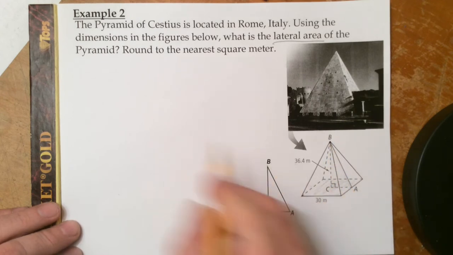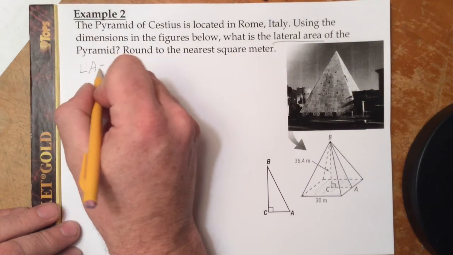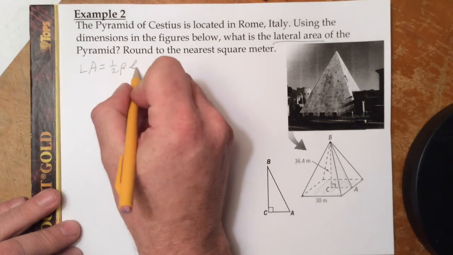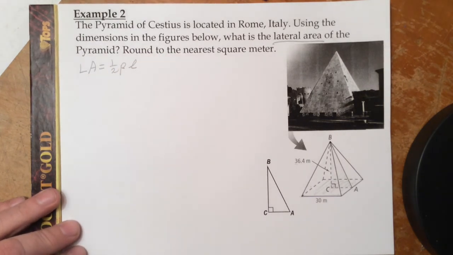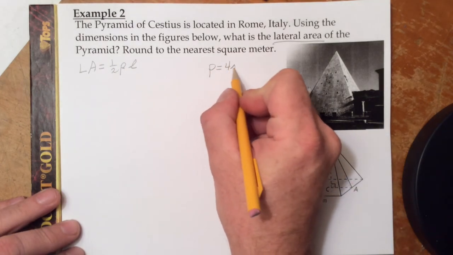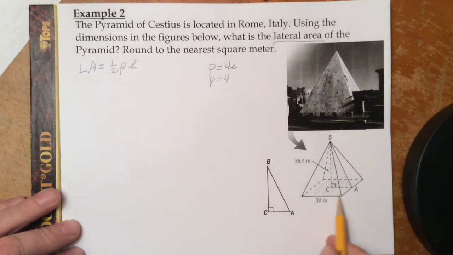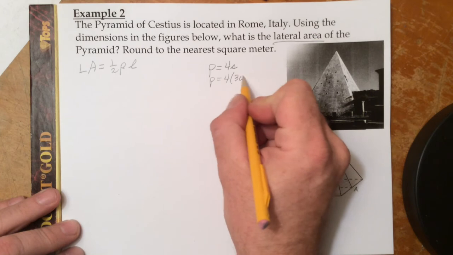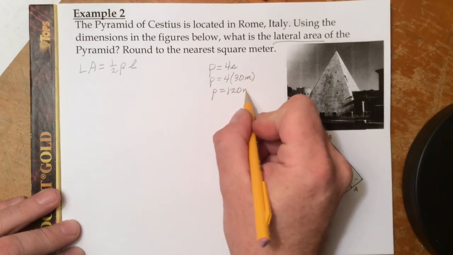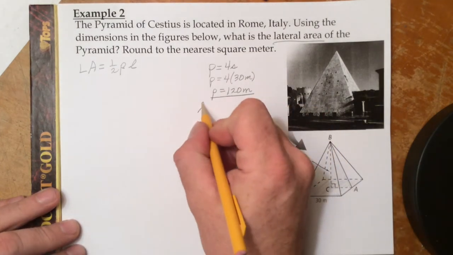So if we're finding the lateral surface area, that's LA for a pyramid, which is 1/2 times the perimeter times the slant height. Well, the perimeter of a square, of course, is 4 times the length of one side. So the perimeter is 4 times 30 meters, which is 120 meters. Next, we're trying to find L, the slant height.